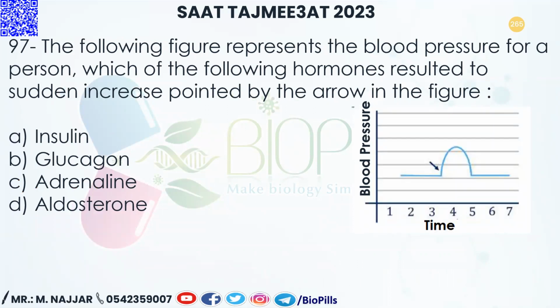The following figure represents the blood pressure for a person. Which of the following hormones resulted in the sudden increase pointed by the arrow? The sharp increase is due to the secretion of adrenaline hormone, which increases the blood pressure, and also the heartbeats and the breathing rates.